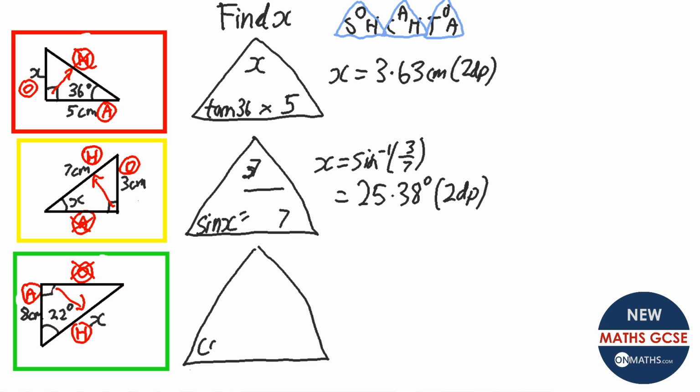So it's cos 22. And what is it? A over H, so it's going to be 8 over X. So X equals 8 over cos 22. So let's type that into the calculator. 8 divided by cos 22, or you can put it as a fraction. And when I do that, I get 8.63 centimetres to 2 decimal places.